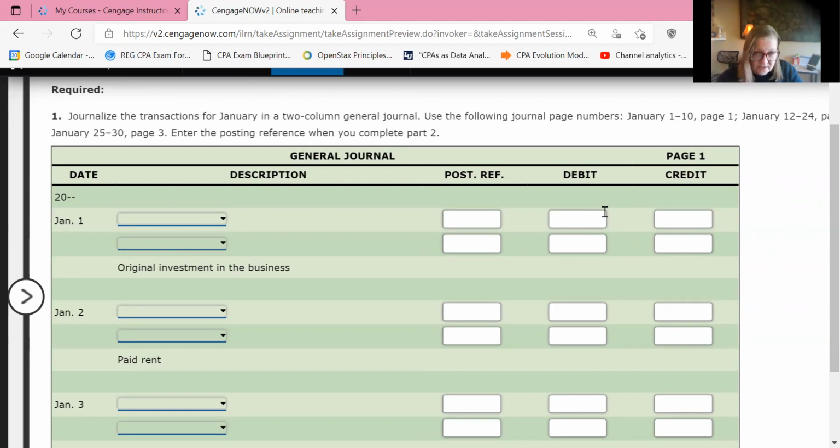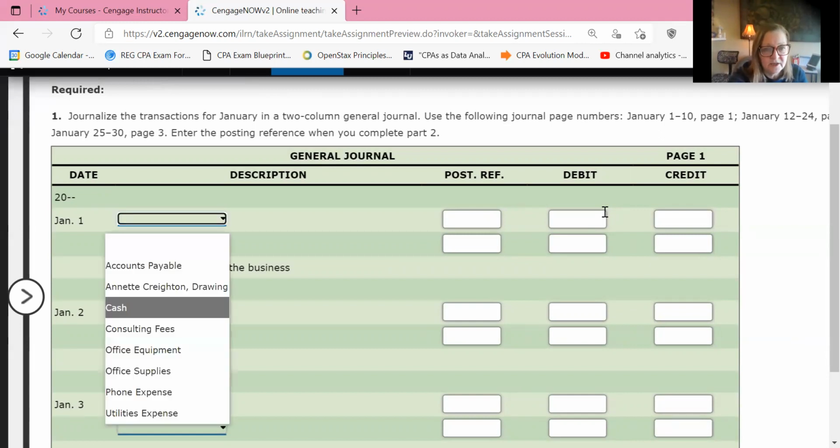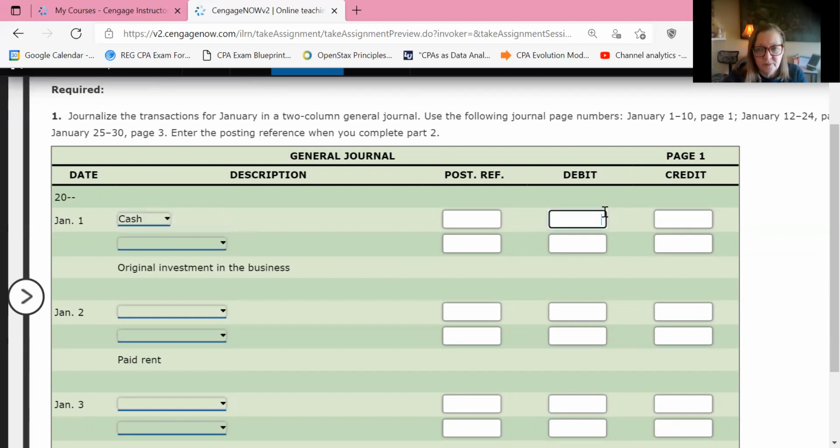Okay. All right. So the first thing that happened on January 1st, Crichton invested cash in the business, $10,000. The best thing to do is always approach the part you know best first. I know if cash came into the business, I'm going to debit cash. So that's what I'm taking first, and I'm going to put the $10,000 in the debit column.